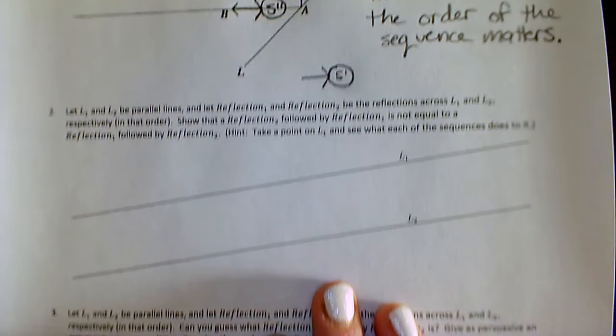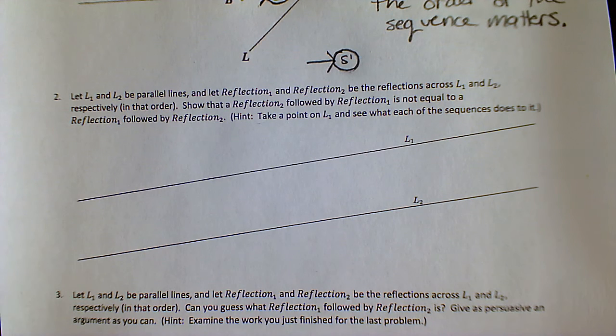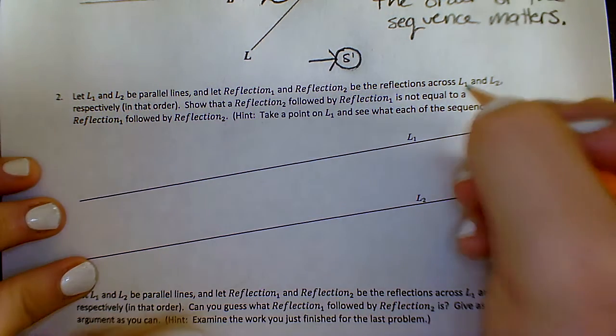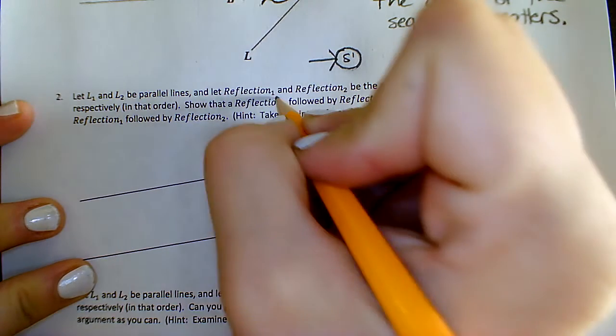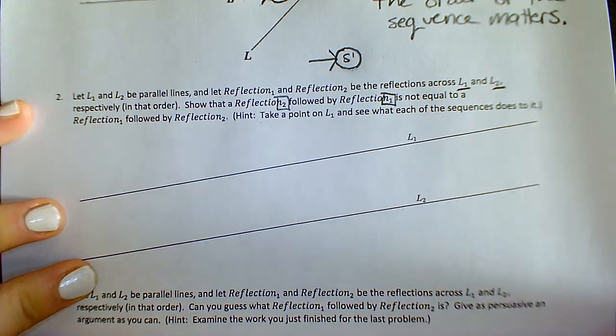Number 2 says, let L1 and L2 be parallel lines, and let the reflection of 1 and reflection of 2 be across 1 and across 2, in that order. Then show them in the opposite order. So what we're going to do is take points on the lines and reflect them to see where they end up. We're going to start with 1, then 2, and then the second time we're going to do 2 and then 1.